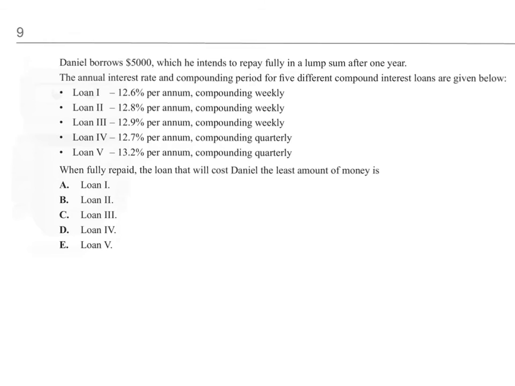Okay, so Daniel borrows 5,000, which he intends to repay in a lump sum after 1 year. The annual interest rate and compounding period of 5 different compound interest loans are given below. When fully repaid, which loan will cost Daniel the least amount of money? This is an example of effective interest rate. You want to know effectively which one is the best one.